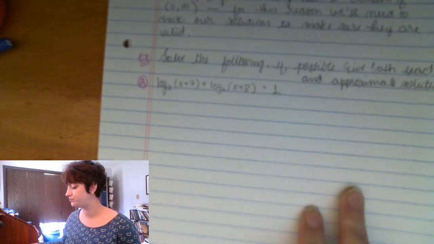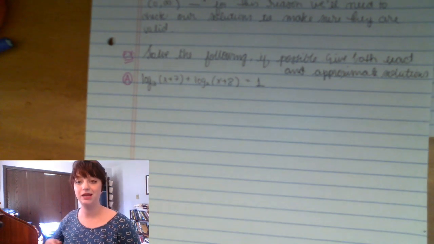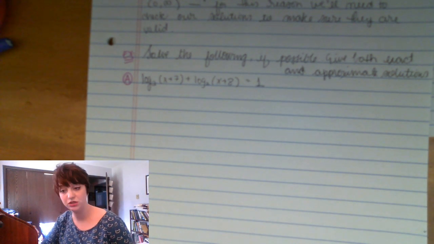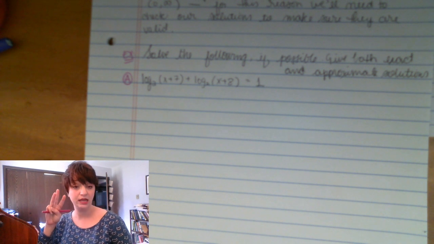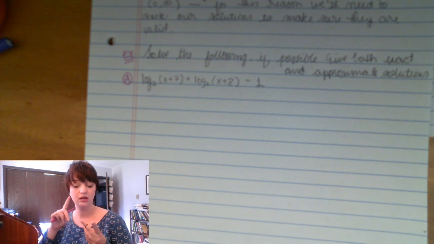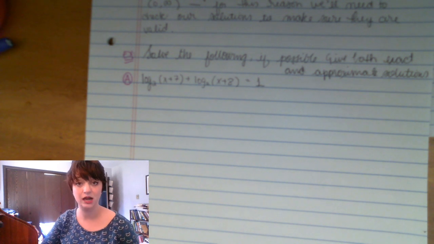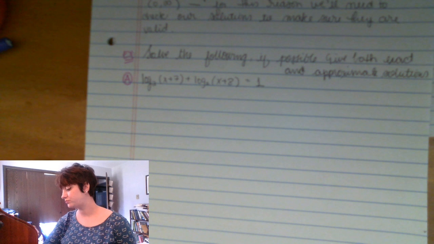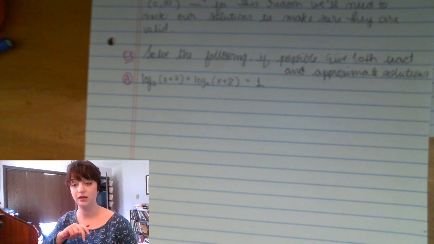Okay. So solve the following if possible. Give both exact and approximate solutions. So there are going to be like 3 types of equations. One of them is going to be where the logs are adding, one of them is going to be where the logs are subtracting, and then the last one is going to be where the logs are on both sides. So let's just do 2 examples of logs that are adding.